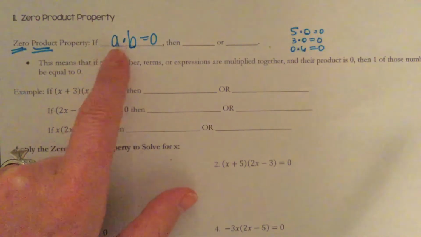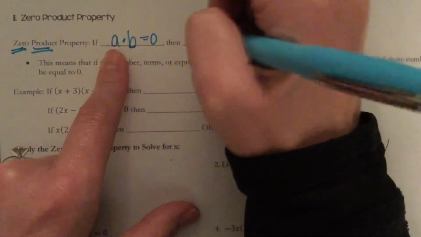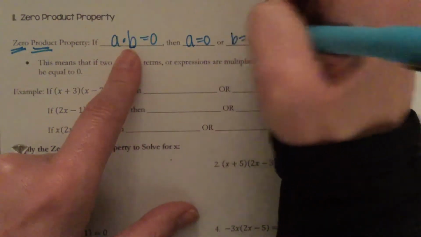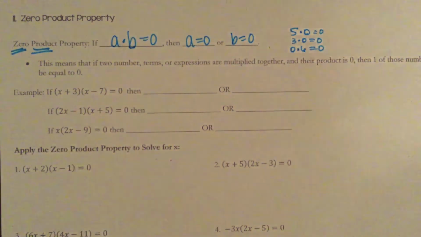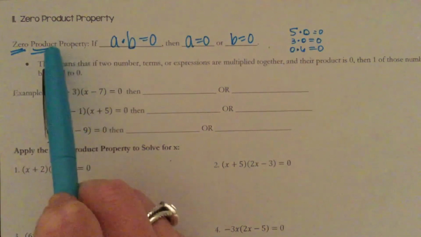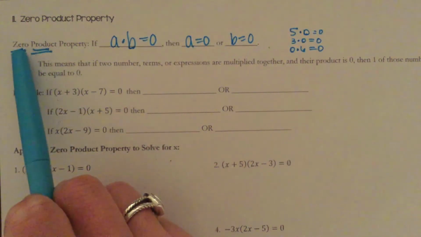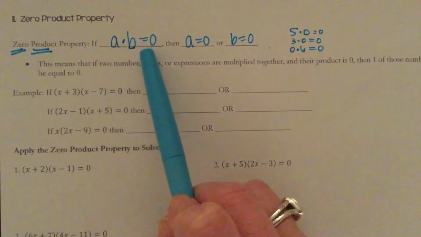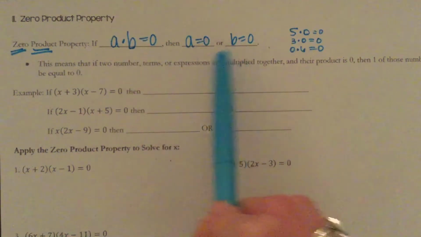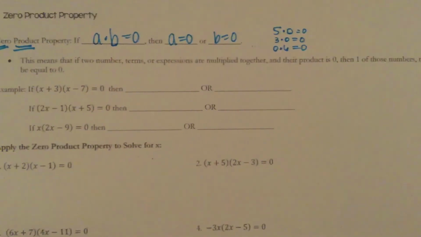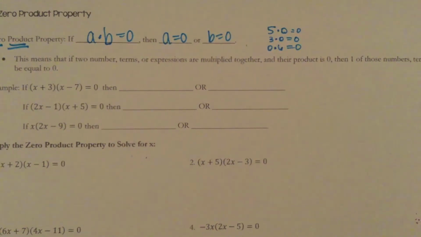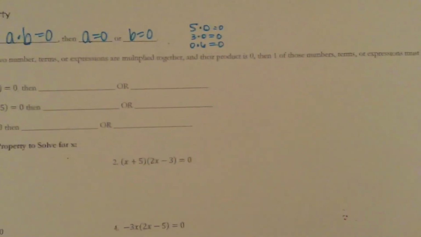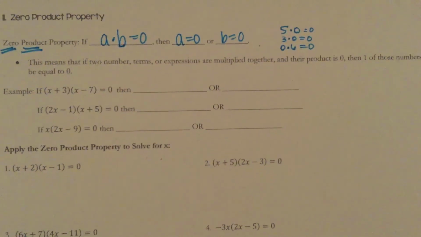So either this number here in the first position, which we are calling A, had to be 0, or the number here in the second position had to be 0 in order for the product to be 0. So again, all it's saying is that if we're multiplying two things together and the answer is 0, then one of the things that we multiplied had to be 0. So if A times B is 0, then either A was 0 or B had to be 0. Again, this means that if two numbers, terms, or expressions are multiplied together and their product is 0, then one of those numbers, terms, or expressions must be equal to 0.